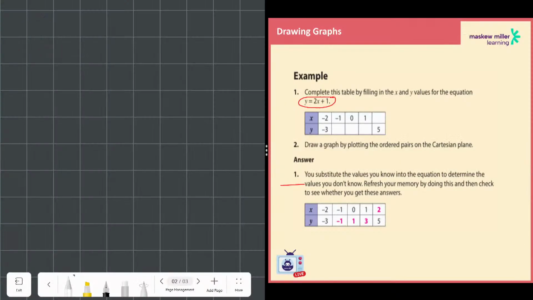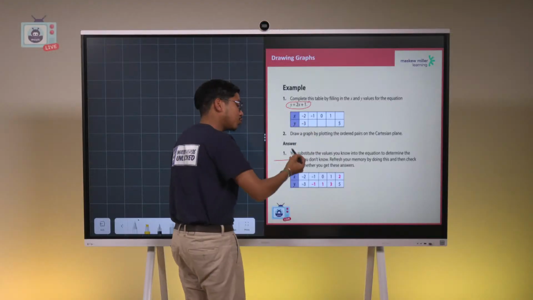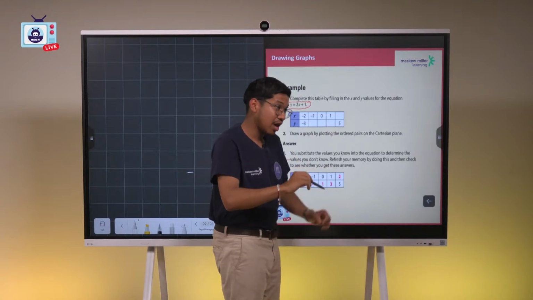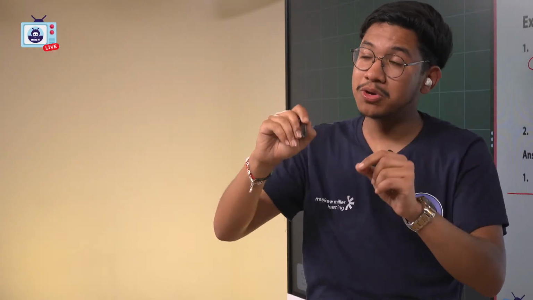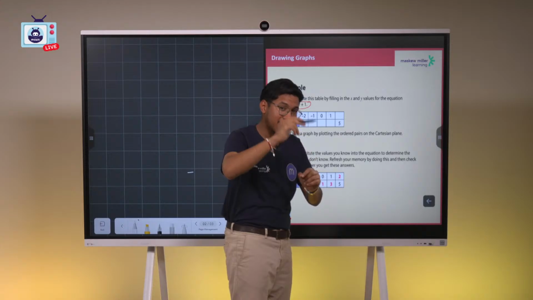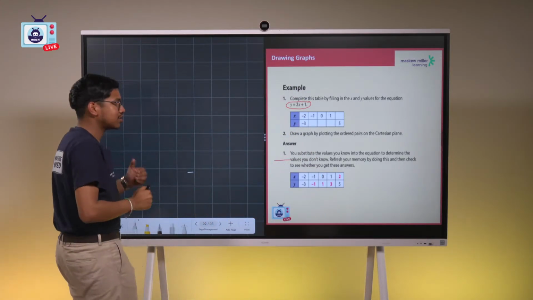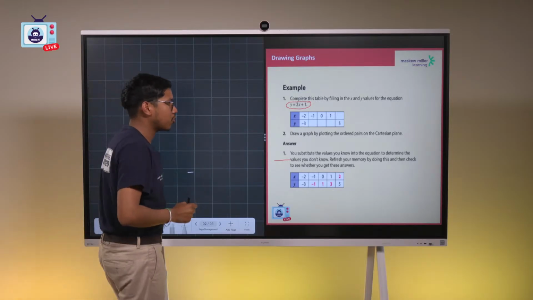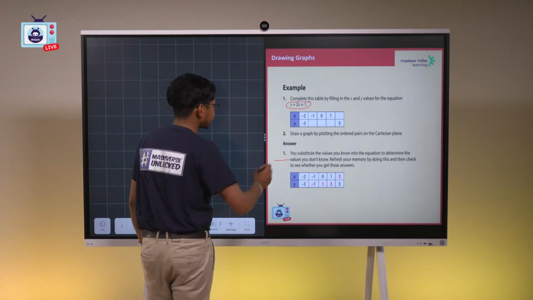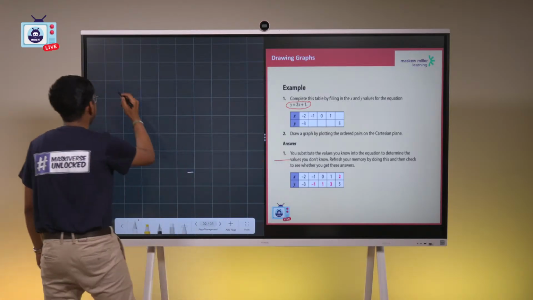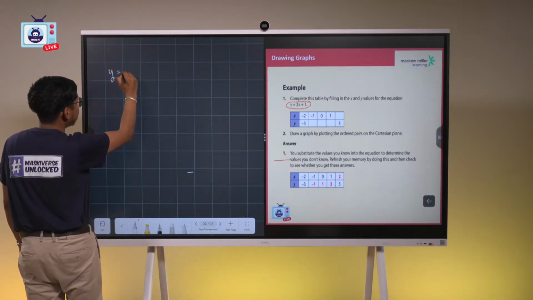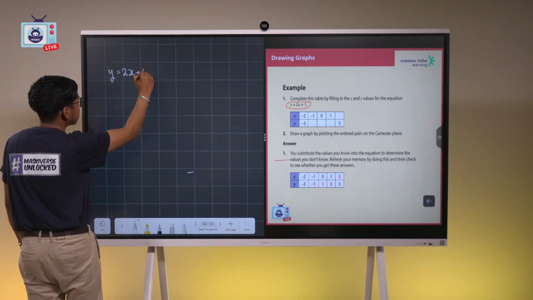Remember, for every x value, there's a corresponding y value, and these two values will form a point. And we're going to plot these points on the Cartesian plane to see whether we have a linear graph or not, okay? So there will be some calculations first, and after the calculations, we will then draw the graph. So let's first complete the table. So here's my equation. So my equation is given by y is equal to 2x plus 1.